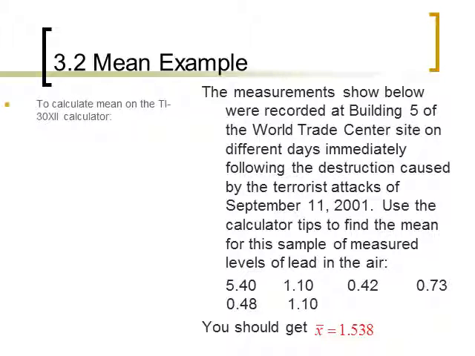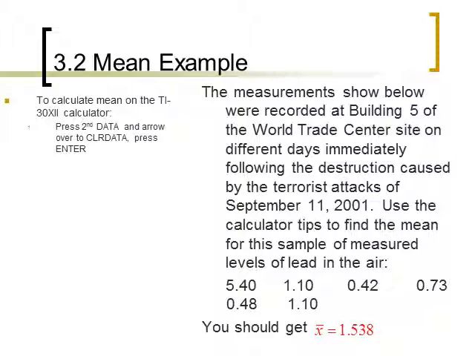The measurements shown below were recorded at Building 5 of the World Trade Center site on different days immediately following the destruction caused by the terrorist attacks of September 11th. Use the calculator to find the mean for the sample of measured levels of lead in the air. So we have these data values listed. Let's go ahead and calculate the mean on the calculator.